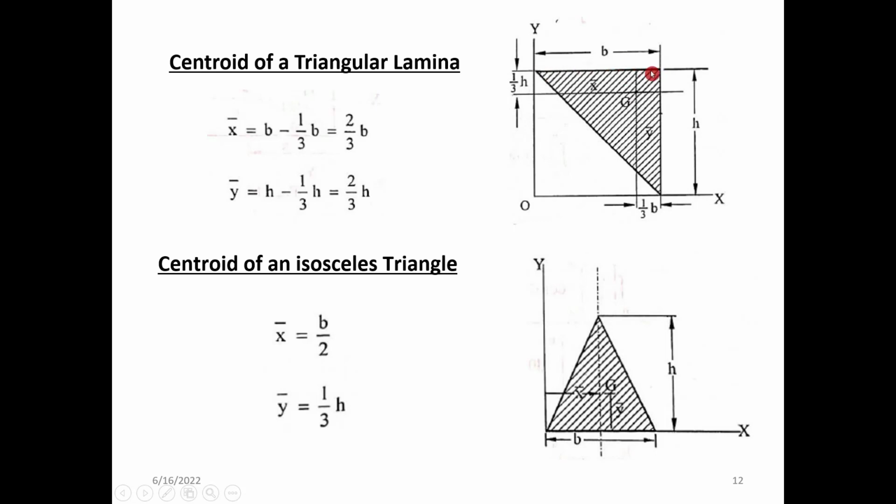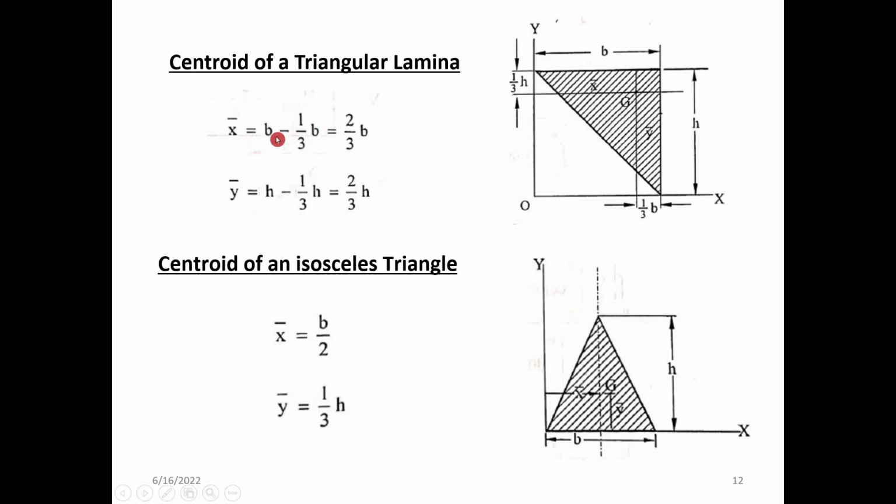For this triangle, the total width is b, and one third of b will be from this point up to this point. So deducting this, you will get the centroid of the triangle lamina.